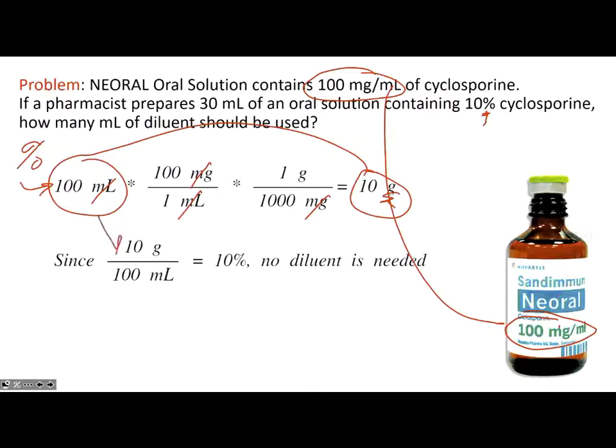Okay? Well, wait a minute. What is 10 grams in 100 mils? What concentration is that? That's 10%, right? Isn't that the definition of 10% weight per volume? 10 grams per 100 mils? Don't we already have that? It was a trick question, so we don't have to do anything. The concentration of the solution is already 10%. If that's what we want, then just pour it out of the bottle.